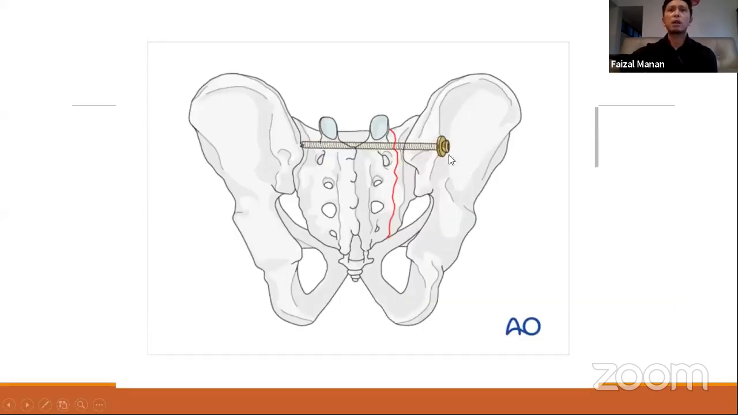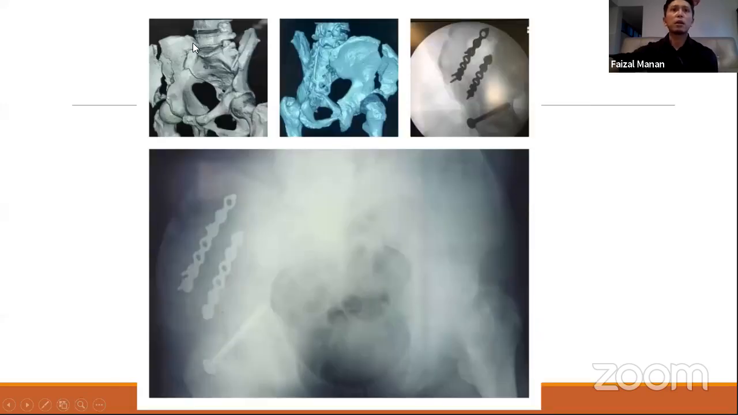Okay, so this is an example where you put what is called an SI screw, from the sacrum to the iliac, to stabilize the fracture here. All right, so this is another example here, when you have the ring fracture, iliac ring, and you put a plate and also stabilize with the screw.